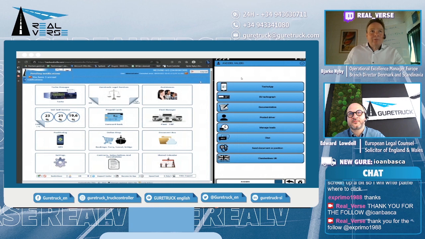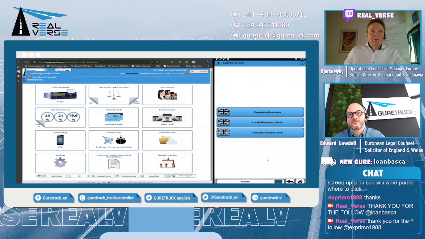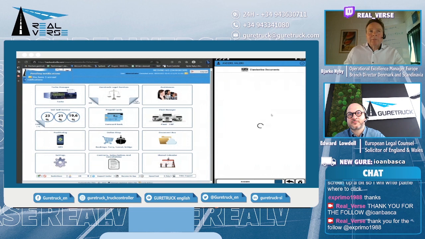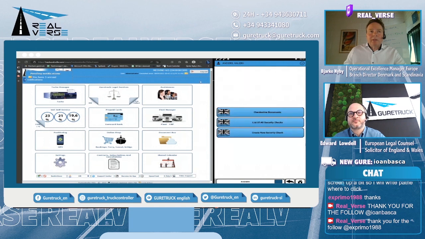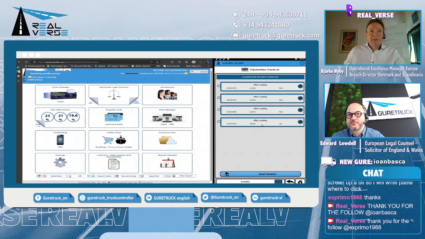Okay, so we are back in the cabin of the truck, and we're now entering into a control situation. So we want to show the police officer the documents, and we already saw the clandestine documents before. We can just take a look. So here we have the written instructions, and we are able to show them in case the police officer wants to see it. And then, of course, the checklist that we actually did.